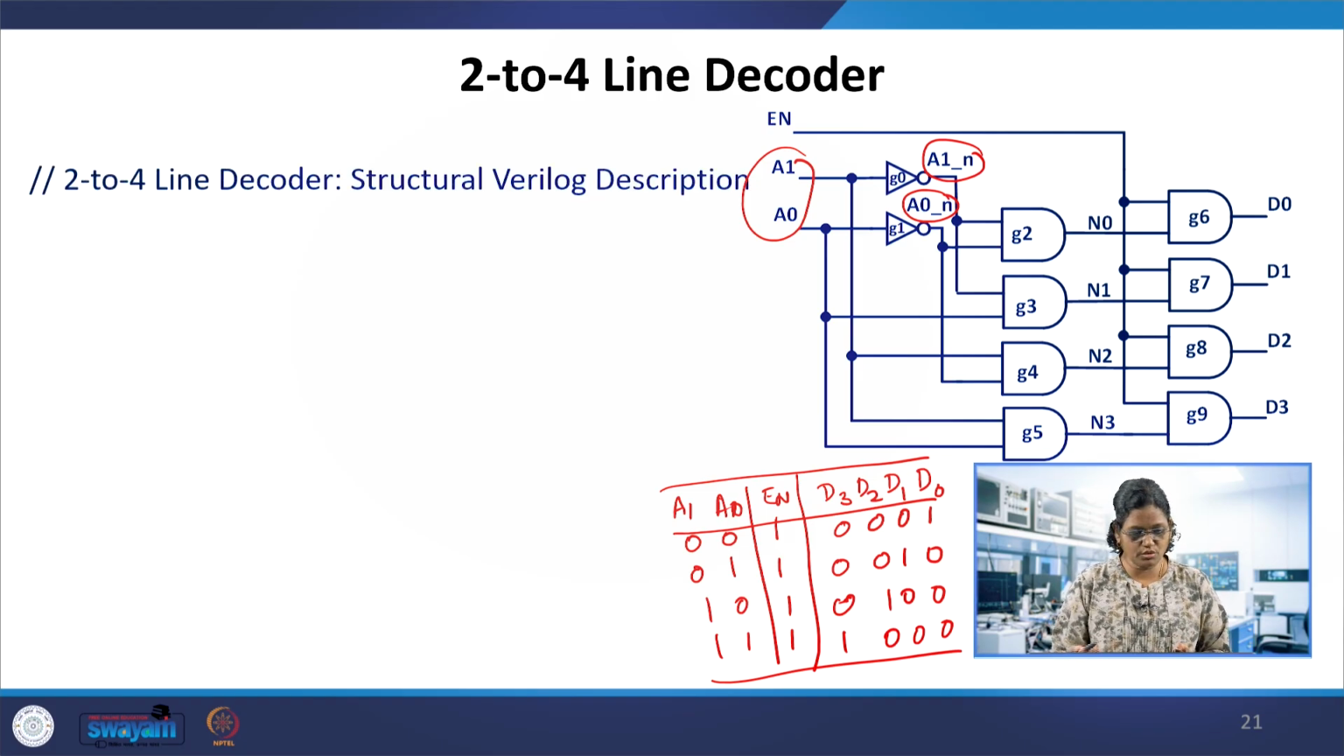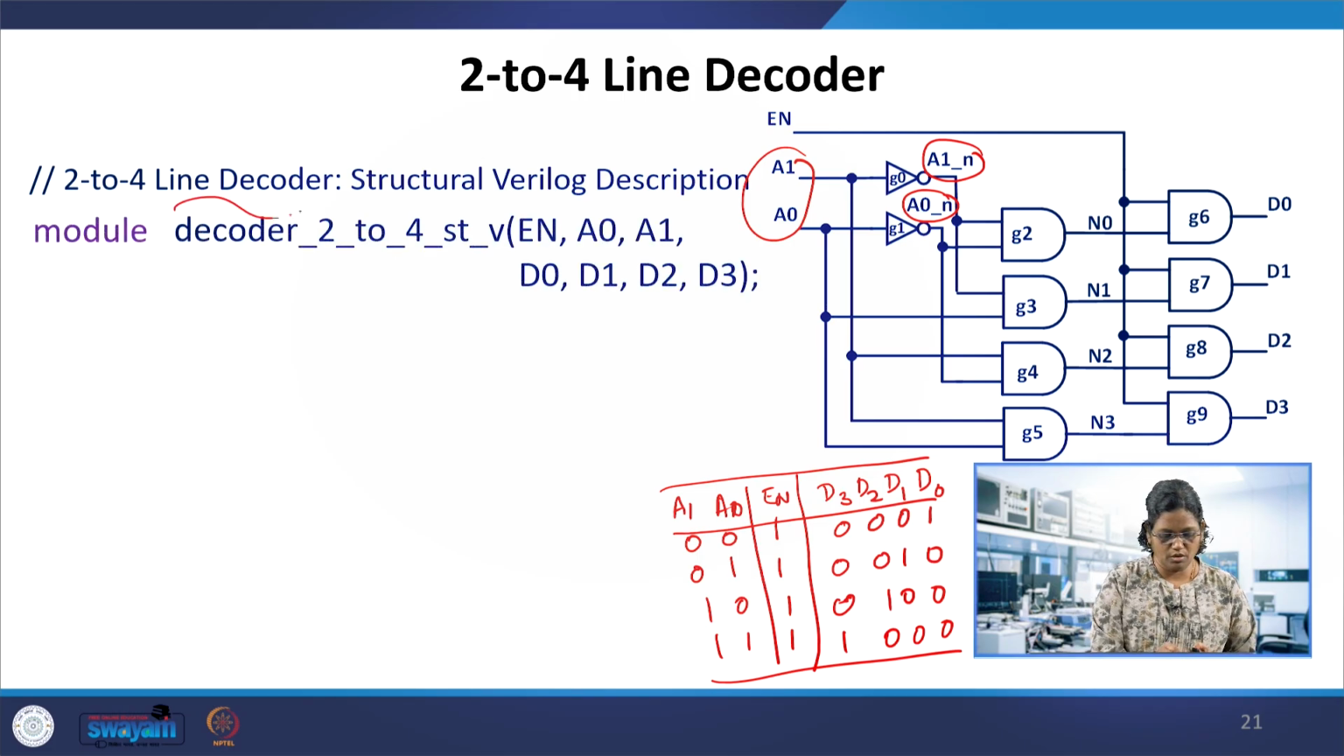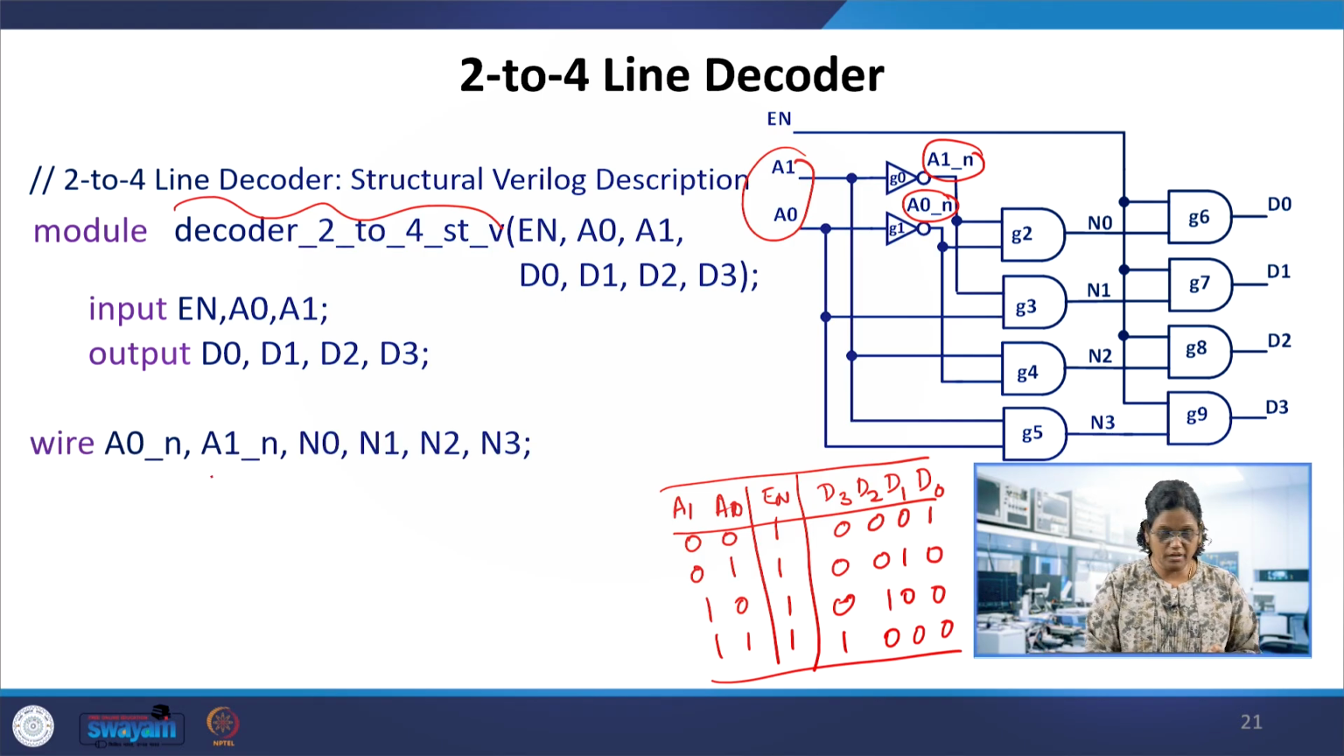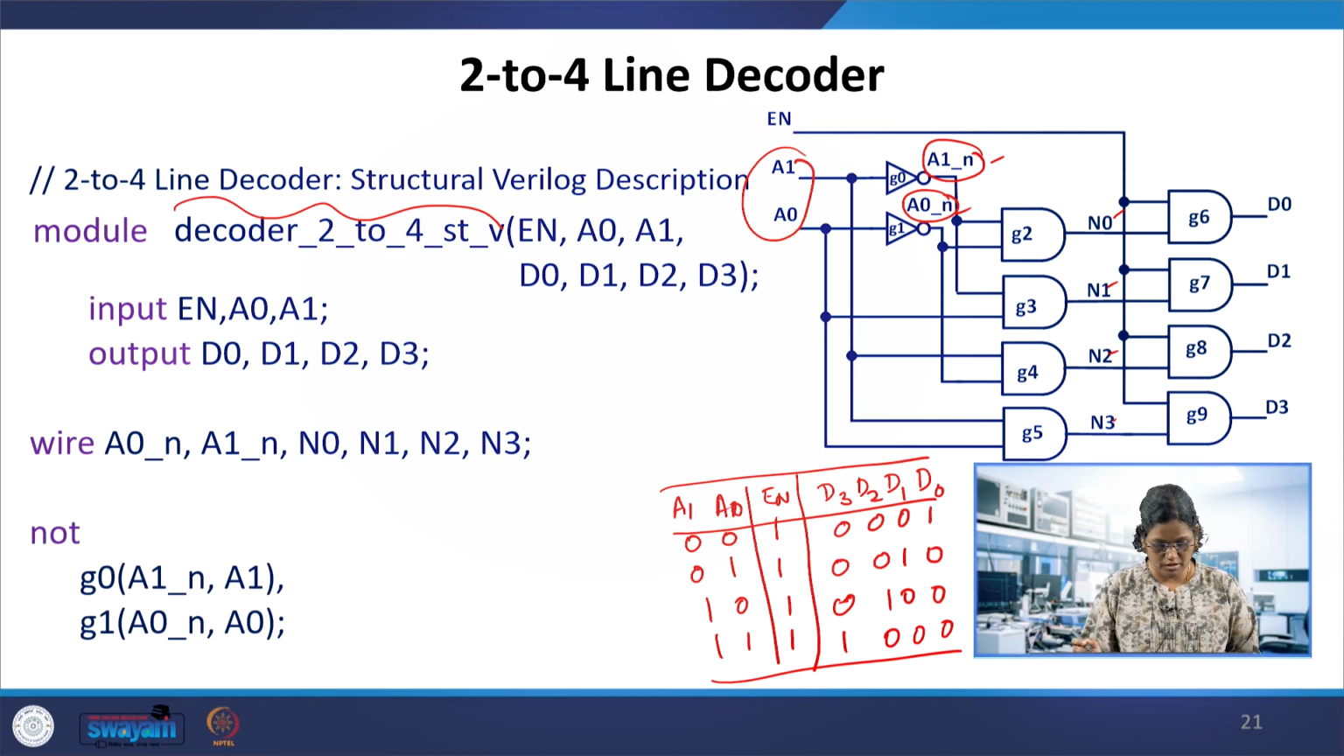So the 2 to 4 line decoder is a structural description again. The module is named decoder structural Verilog and so on, with enable, A0, A1, D0, D1, D2, D3. Inputs are 3: enable, A0, A1. Outputs are D0, D1, D2, D3. Now the wire declarations: 1, 2 and 1, 2, 3, 4. All of them are going to be wire declarations.